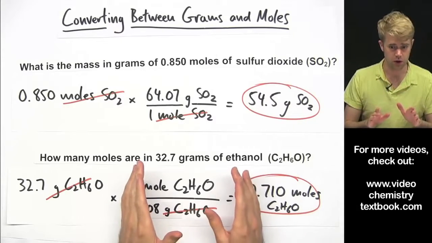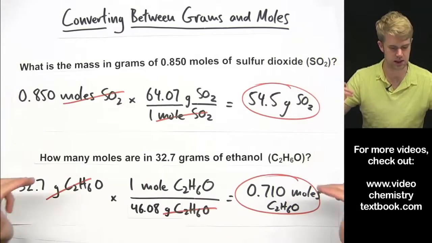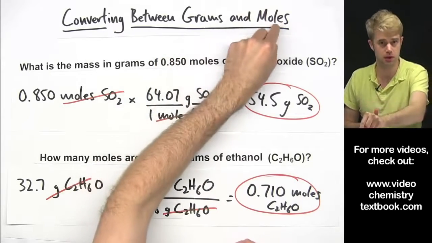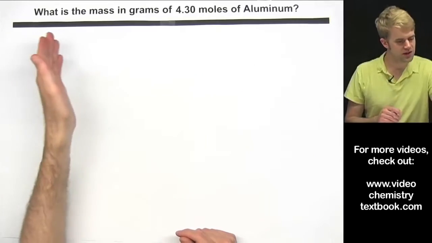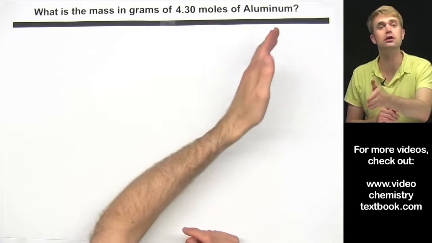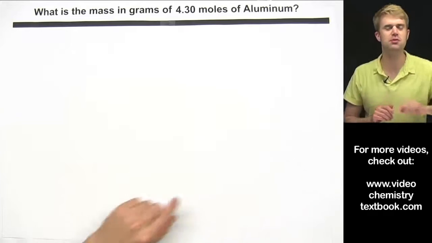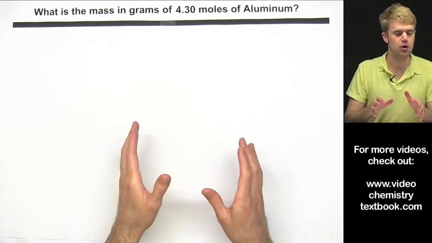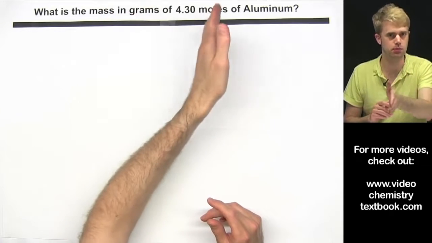In this video, we're going to learn how to solve problems like these, where we have to convert back and forth between grams and moles. What is the mass in grams of 4.30 moles of aluminum? People from some other countries might pronounce this aluminium. So in this problem, we're talking about grams and moles.